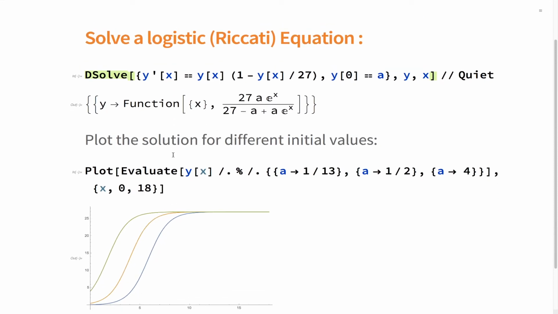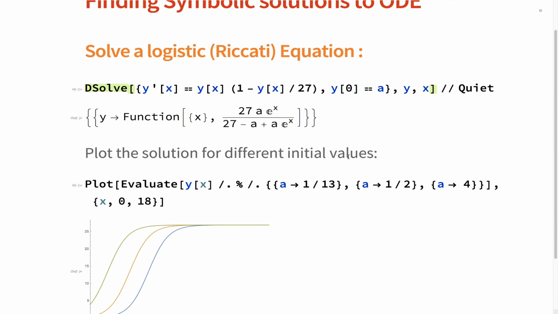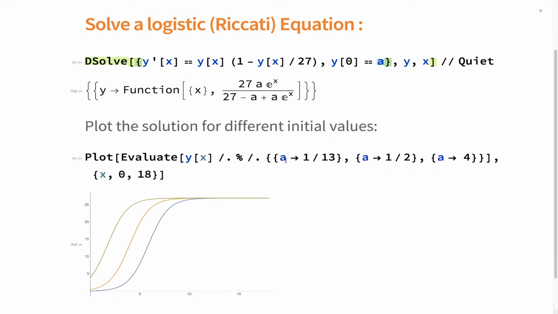you can plot the solution for different values of initial values. So you see here, rather than giving a specific value, we gave a. So now we can give different values of a. What if y(0) is 1/13, or when y(0) is half, or when a is equal to 4. In these three different scenarios, we can have a particular solution for this logistic Riccati equation, and then we can have the plot over here.